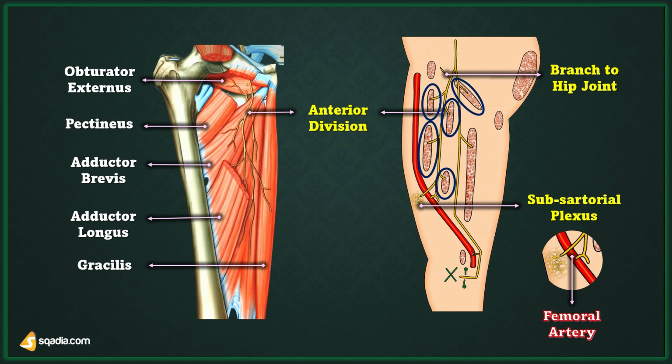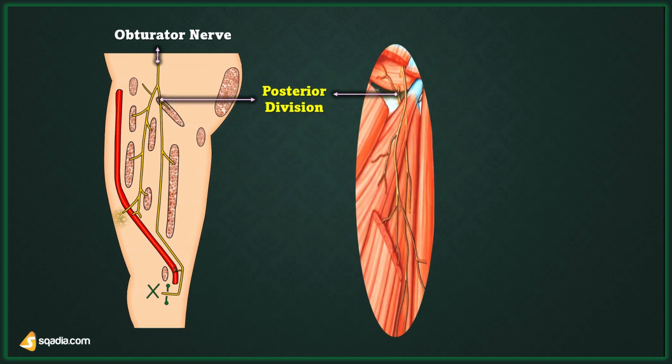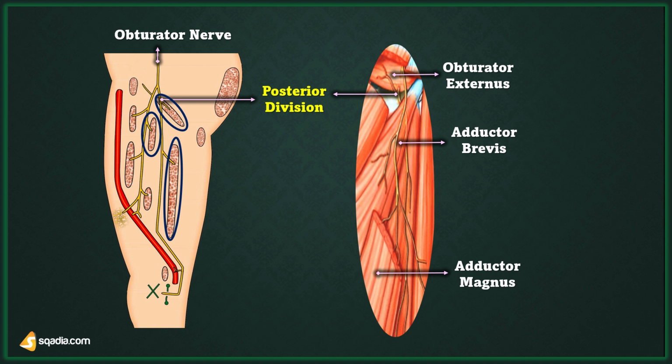Now let's take a closer look at the posterior division of the obturator nerve. It is closely related to the anterior division and has a similar course. This division enters the thigh by piercing through the upper border of the obturator externus muscle. Then it descends behind the adductor brevis and in front of the adductor magnus. The posterior branch gives branches to various muscles. These muscles include the obturator externus, the adductor magnus, and the adductor brevis, if not already supplied by the anterior division.